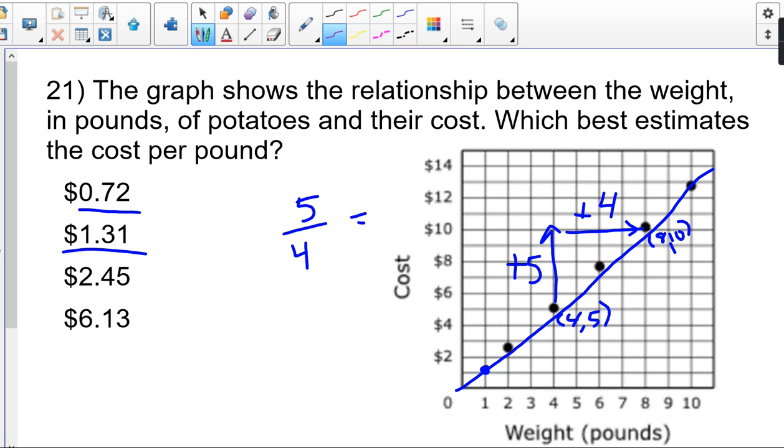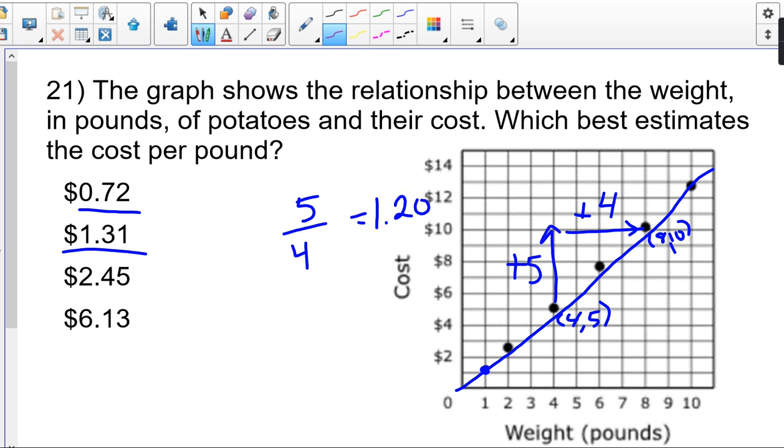And if you do 5 divided by 4, I believe you get $1.20 or $1.25. Either way, you won't see that answer in our choices. It doesn't say $1.20 or $1.25 in the answer choices.